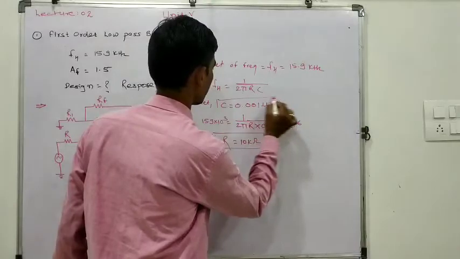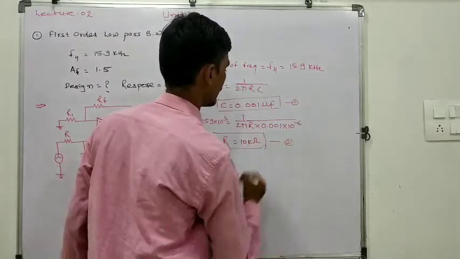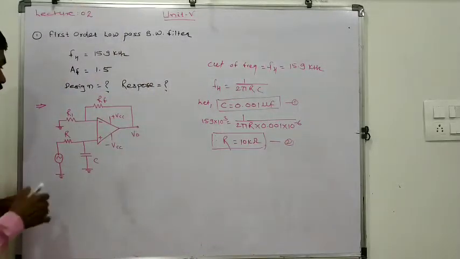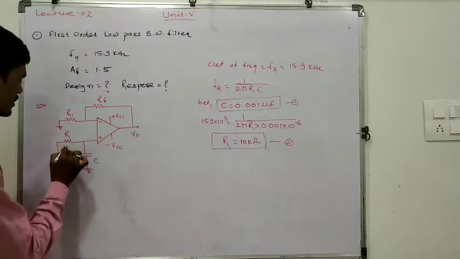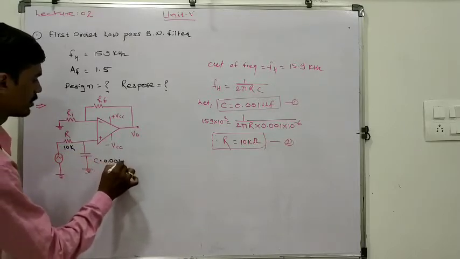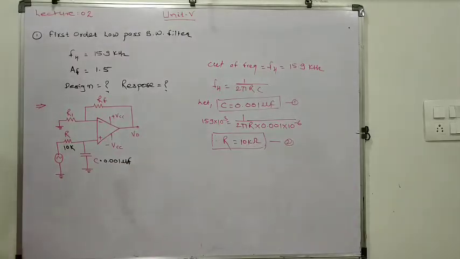So this is the first value, that is C. Then we are getting the value of R, that is equal to 10k. So we are just writing here it is 10k and C is equal to 0.001 microfarad.